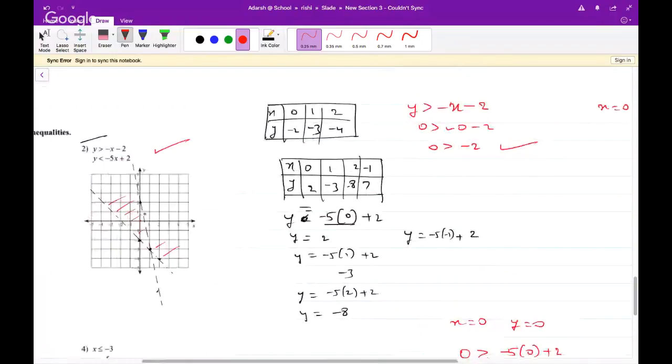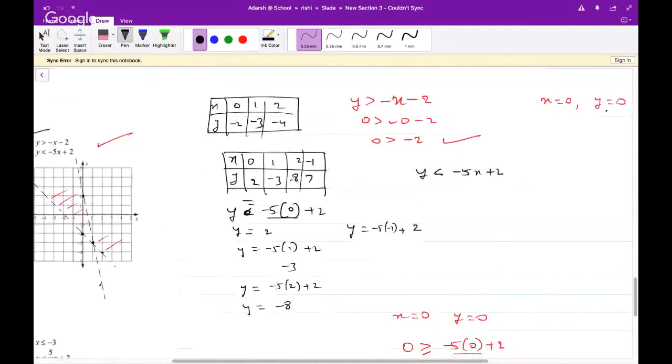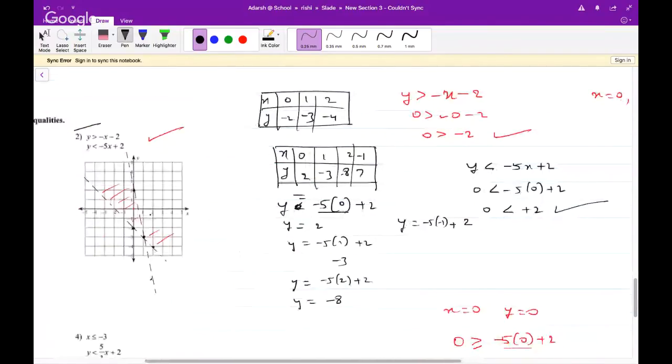Next, for the second line, again 0 comma 0, is it the required region or not? You have to verify. y is less than minus 5x plus 2. So put 0, 0 in place of x and y. So 0 less than minus 5 into 0 plus 2. So 0 less than plus 2. Is it true? Yes, 0 is less than plus 2. So this point is in the required region for this line as well. So satisfying both the conditions is this region. Only this is the required region, the region in between these two lines. All the other regions are not required.